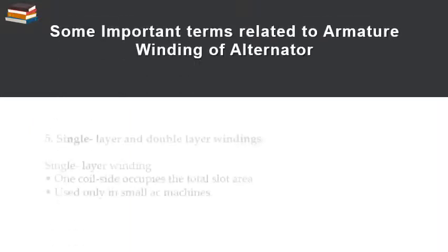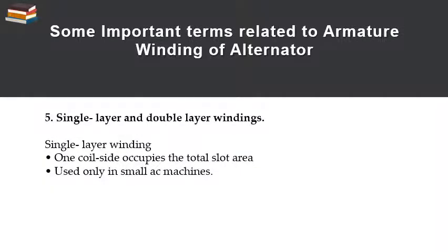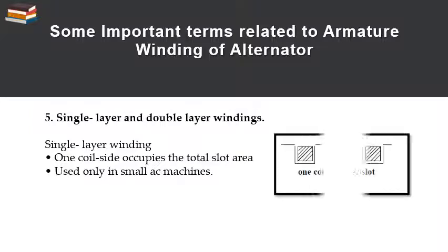Next, single layer and double layer windings. In a single layer winding, one coil side occupies the total slot area. So it is called single layer winding. It is used only in small AC machines. This is the diagram of one coil side per slot.